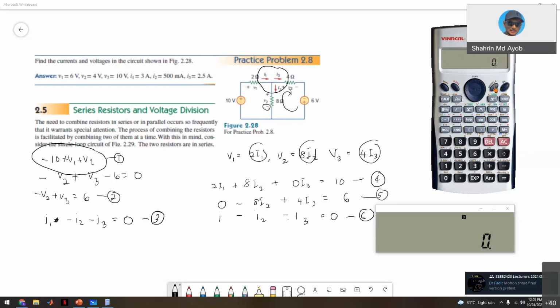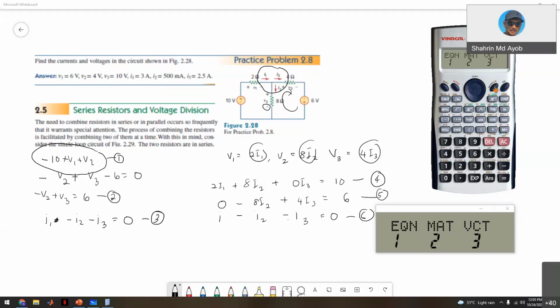Mode 5.2. Oh yeah, it depends on the model. So if you use the modern calculator, I don't have the model here. Just press mode, and then keep going until you see the display here, equation. Click equation, the mode number 1.